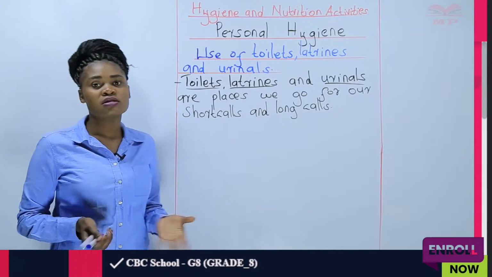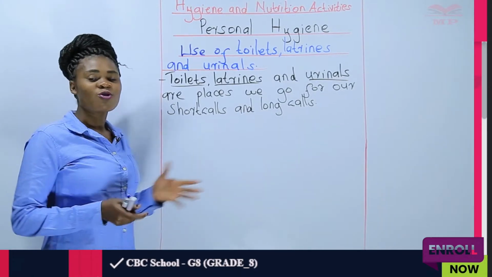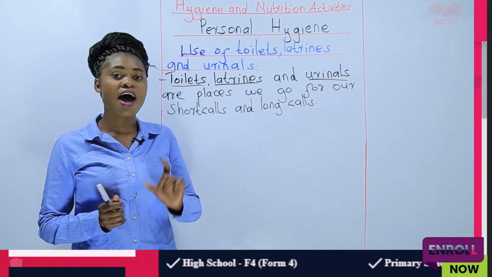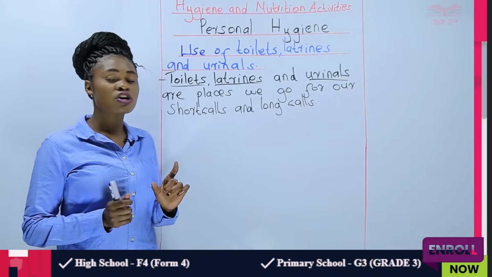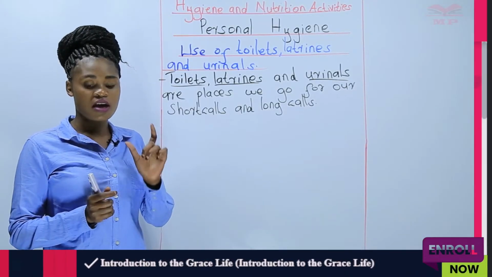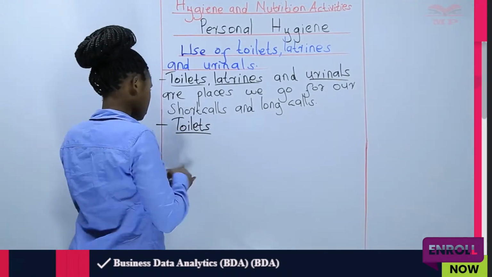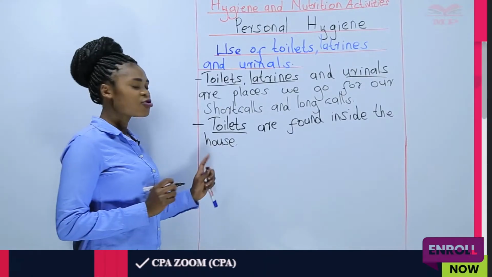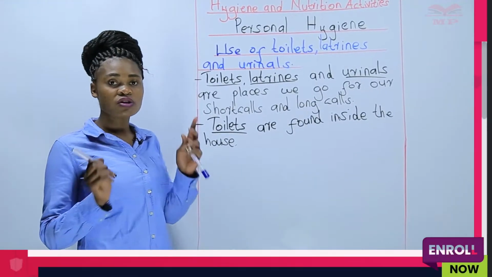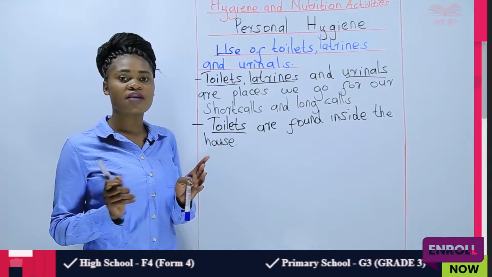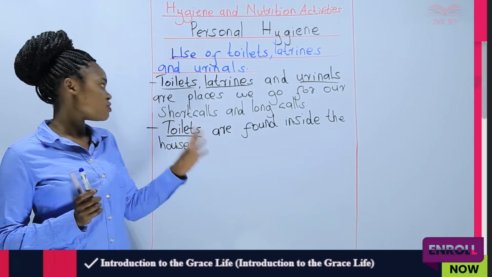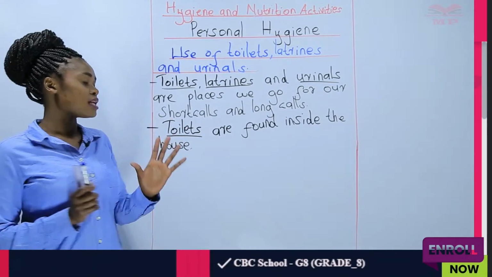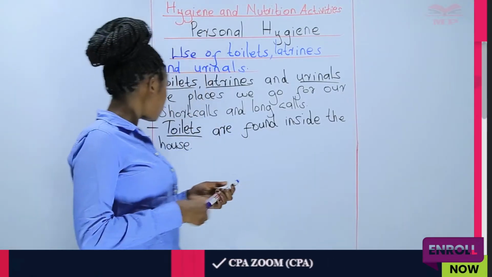Let's start with the toilet. So, what is a toilet? Now, a toilet is a place where we go to relieve ourselves from our long calls and short calls. And toilets are found inside the house. So toilets are found inside the house, and most toilets have a large round bowl. So take a look at a picture of a toilet. Look at it very well. That's a toilet. And we flush toilets after use.